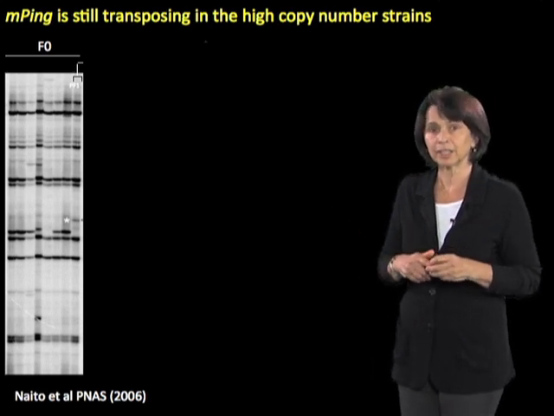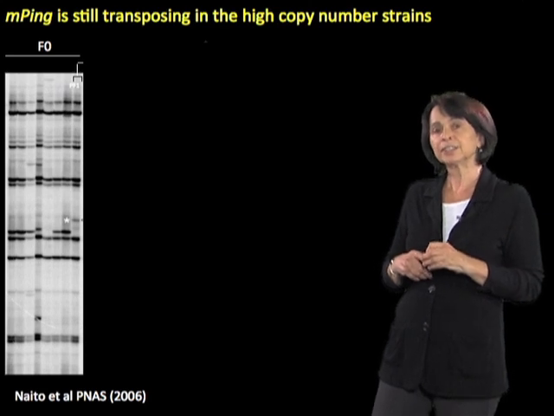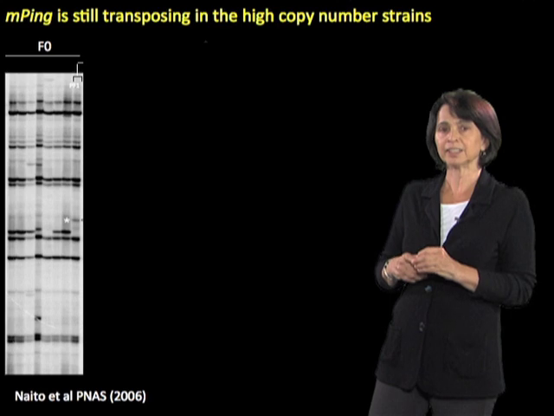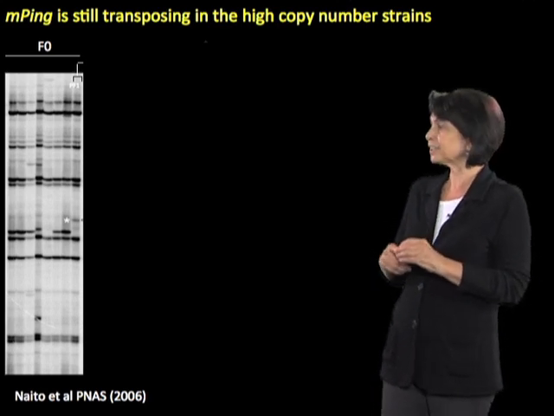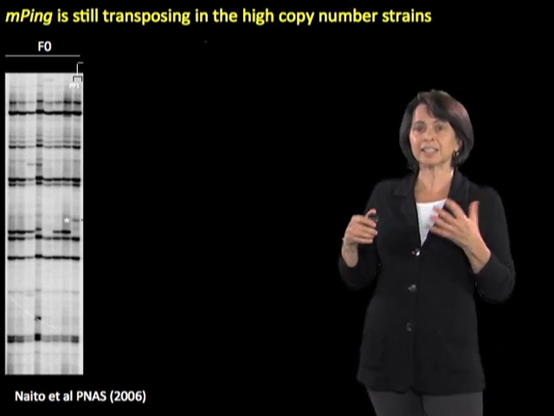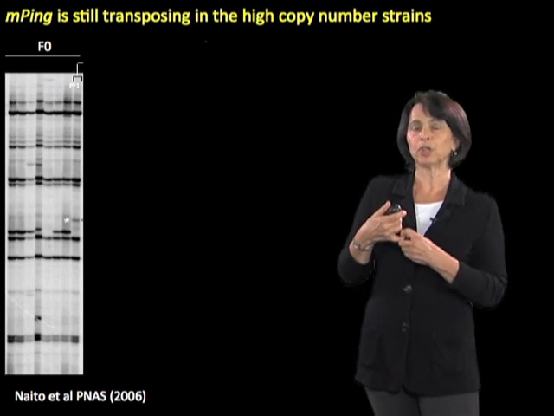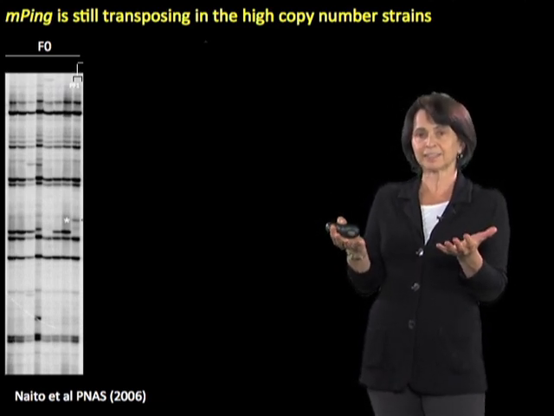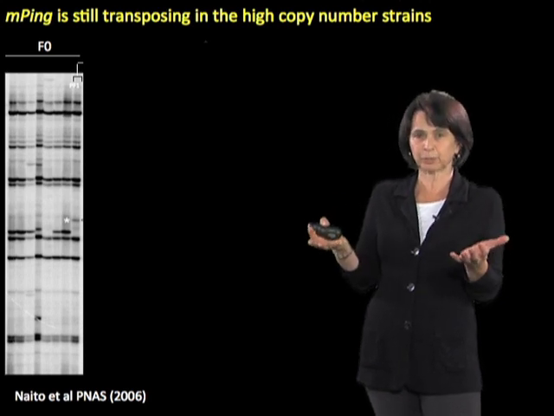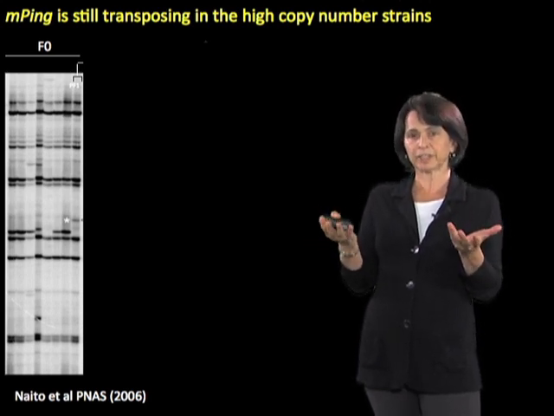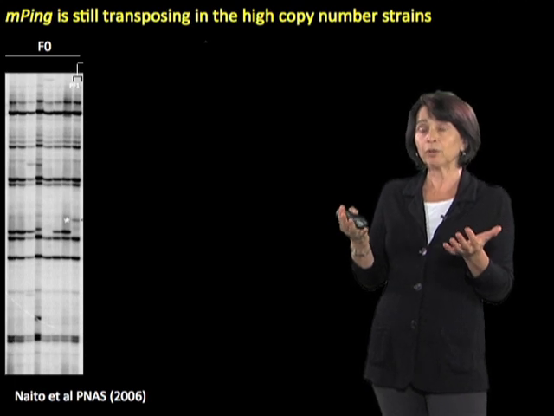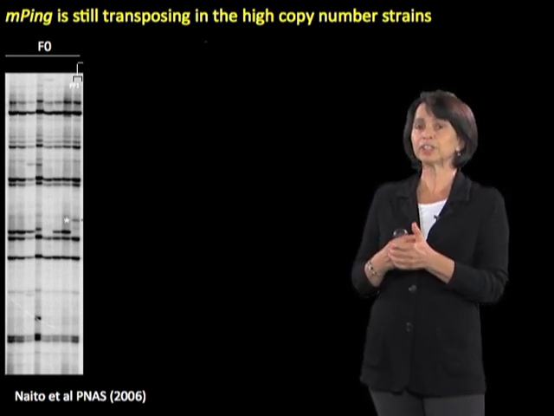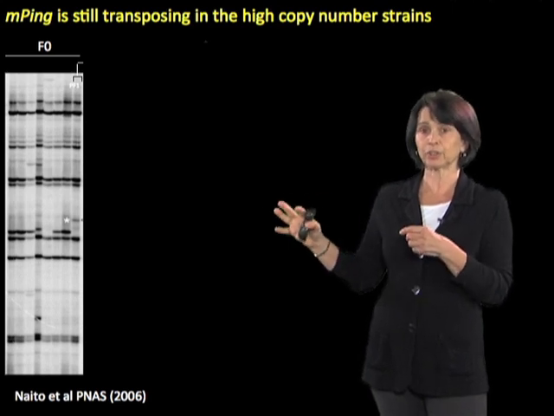Eunyoung Cho in my lab devised this experiment to see if the Emping element was still transposing in these high copy number strains. People in this area of transposon biology will look at one organism and see transposons and look at another and see them in different places, and they'll say, okay, the transposon is moving. They're probably not. What they're seeing is just polymorphism. The only way you can really say something is transposing is if you see it right before your eyes. And that's what I'm going to show you right here.